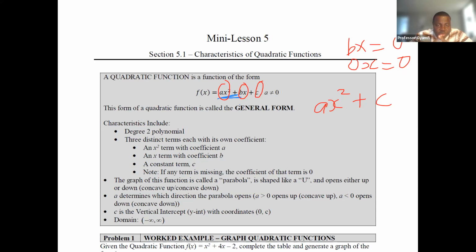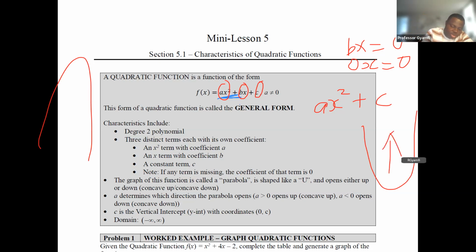Now, what about the graph? The graph of this function is always going to be a parabola. A parabola has a U shape like that, or it could be that. It's either going to open up or open down. Here it's opening up, there it's opening down, right? So please do not forget that. We usually say this is concave up, concave down, or opening up or opening down.